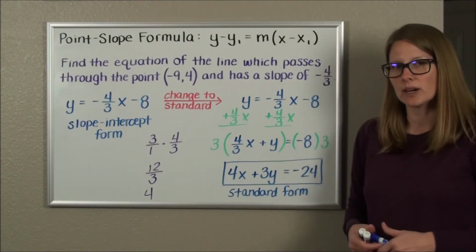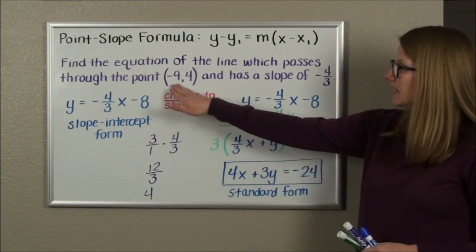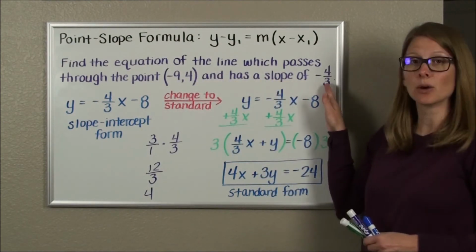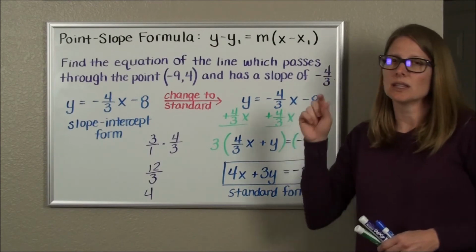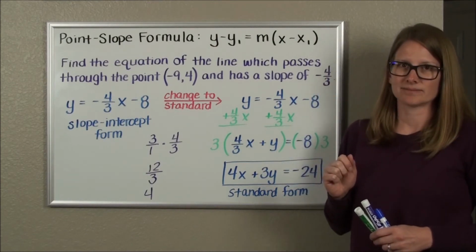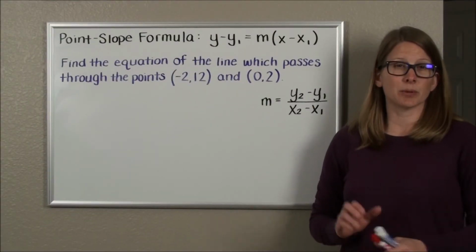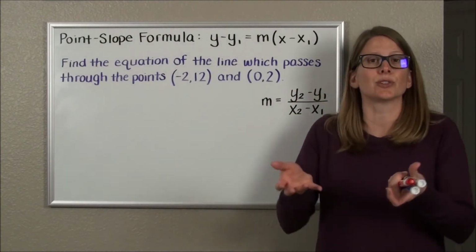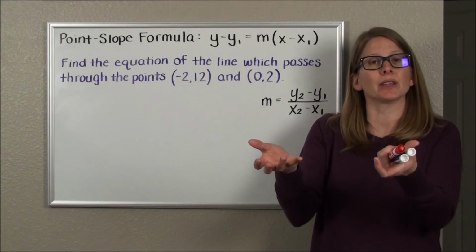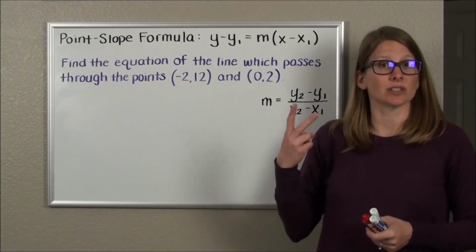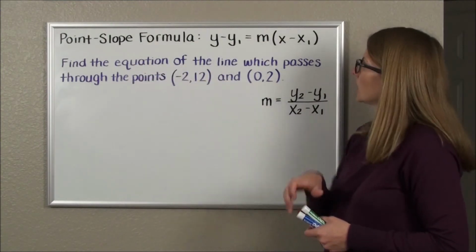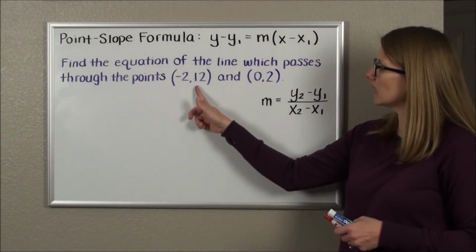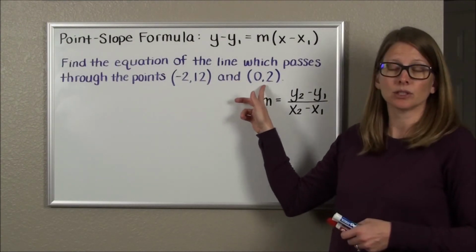Let's look at one more example where instead of being given a point and a slope directly, maybe we have to do a little bit of work to get that information. So for this last example, we're shaking things up a little bit. Rather than giving you a point and a slope to directly plug into the point-slope formula, in this case, we're being given just 2 points. Find the equation of the line which passes through the points -2, 12 and 0, 2.